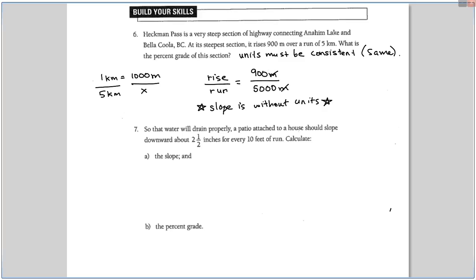So in your calculator, you would do that, and you would get 0.18. And just like if this was your test mark, you would times by 100 to slide that decimal twice, and you would get 18%. So that's the grade. And in terms of your real life connection, very steep is a pretty small percentage, 18%. So even a very small percentage like 18% can result in a very steep section of road.